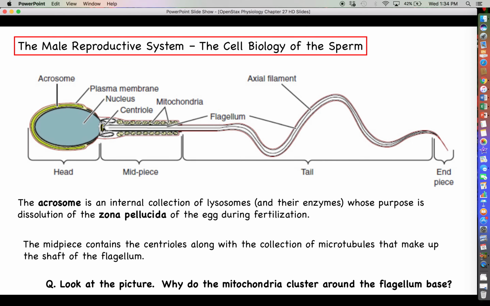So if we consider this by looking at the picture, an important philosophical question to ask here is, why do you think the mitochondria are clustering around the base of that flagellum at the midpiece? I'll give you a second to think about it, but the idea here is that since mitochondria's main job is to make ATP energy, it probably says something about the energy requirements of those motor proteins and the energy requirements of flapping around that flagellar tail.